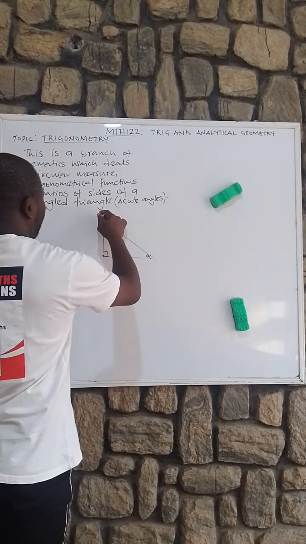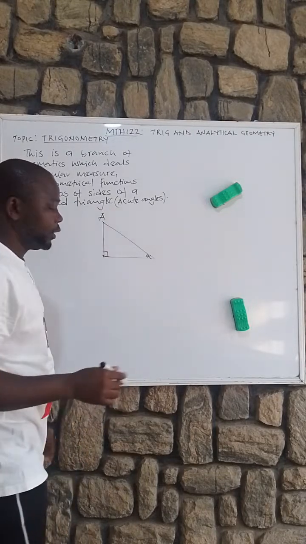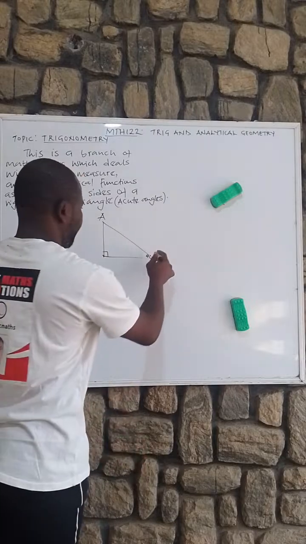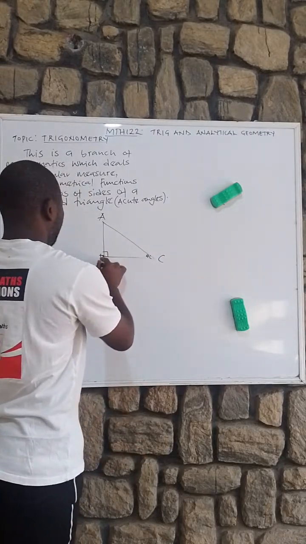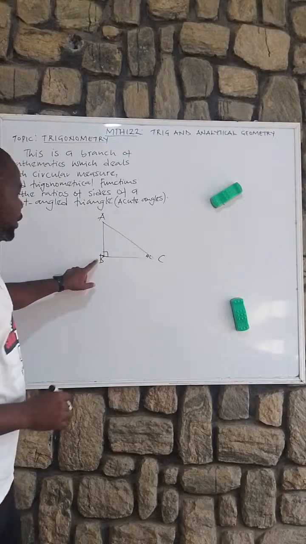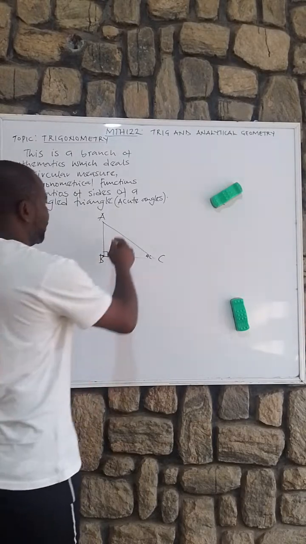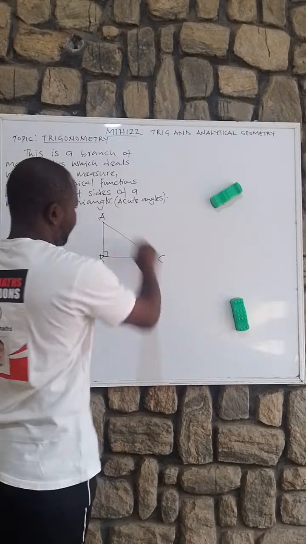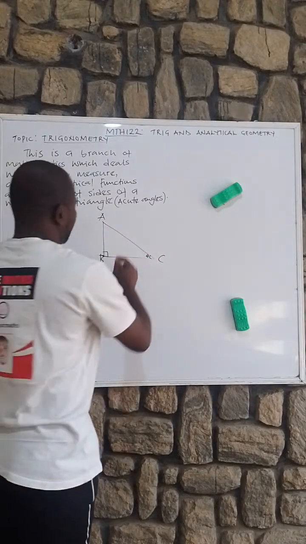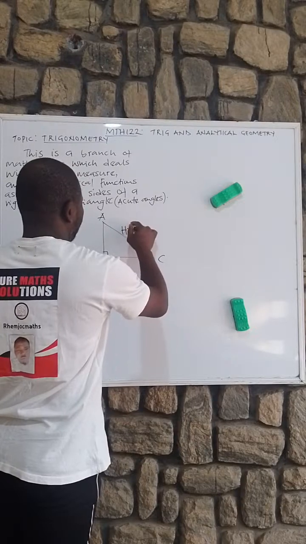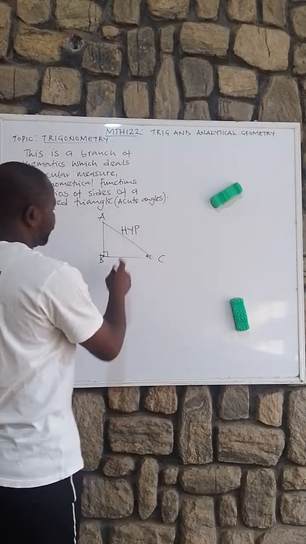Let's name here this point A, and let us name this point C. This point B. So you know very well that this is the longest side of a right angle triangle. True or false? It is known as what? Hypotenuse.